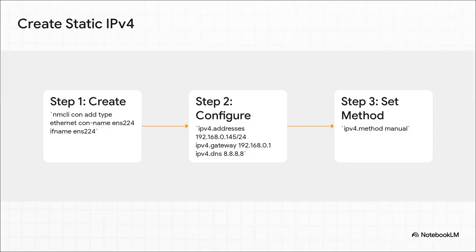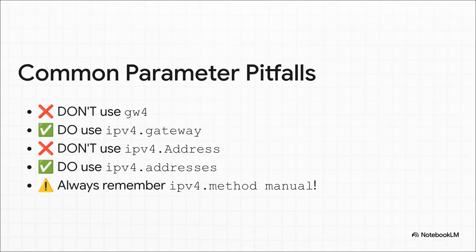Okay, here we go. First, we use nmcli con add to create a new connection profile. We'll give it a name and link it to our network interface, ens224 in this case. Then we set the IP address, the gateway, that's its road to the internet, and a DNS server. And now for the most important part. We have to explicitly set the method to manual. Don't forget that step.